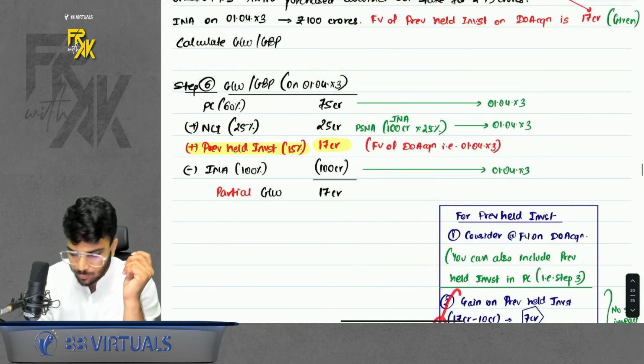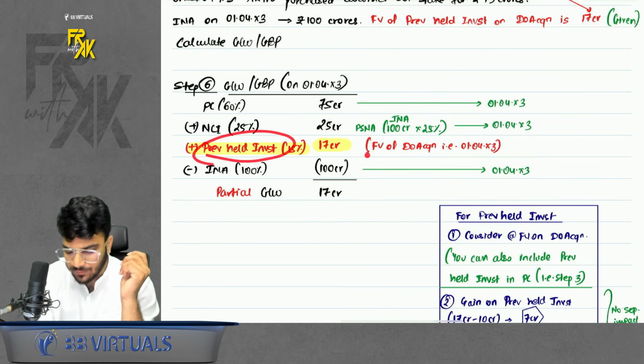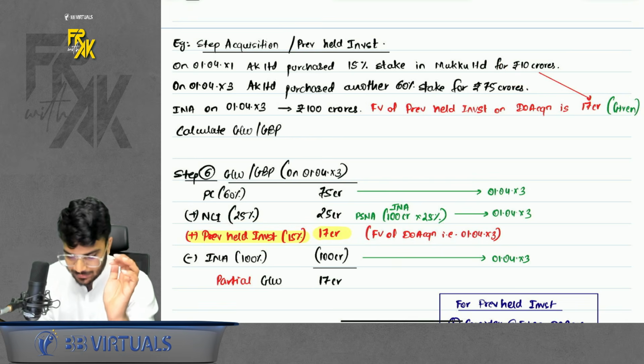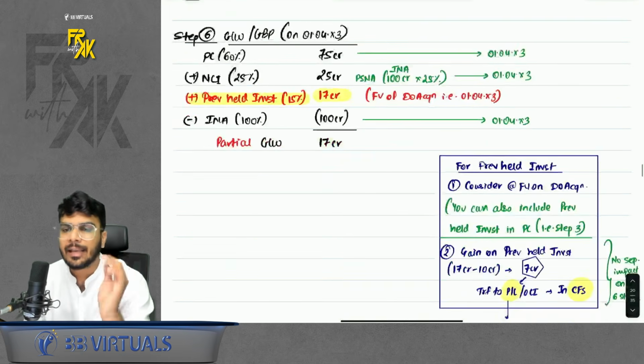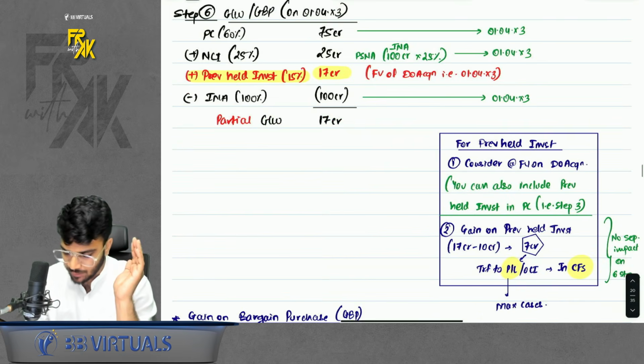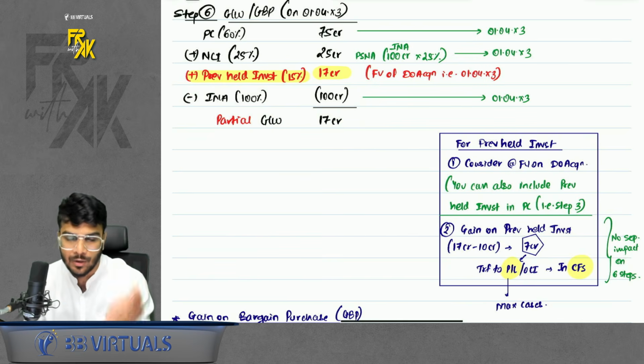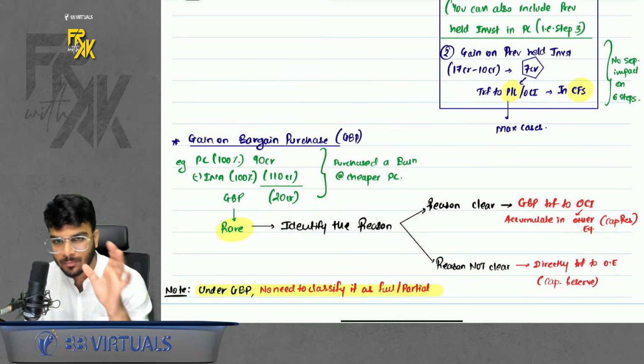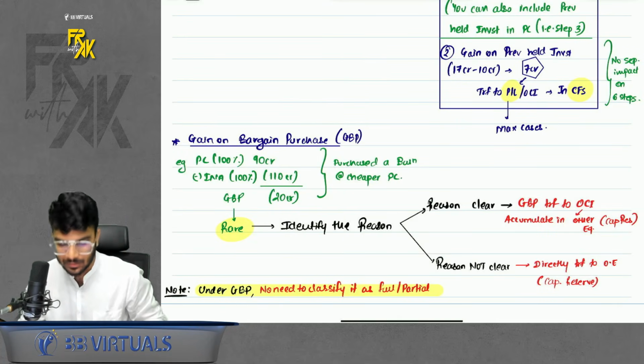Next, when you record the previously held investment at fair value. So let's say you acquired this investment at 10 CR. Now the value is 17 CR. There is a gain now. That gain will be recorded in CFS, in profit and loss, or OCI, depending on the category of investment. Okay. But this is only a theoretical part, not much relevance from question point of view. Okay. But you need to remember this.